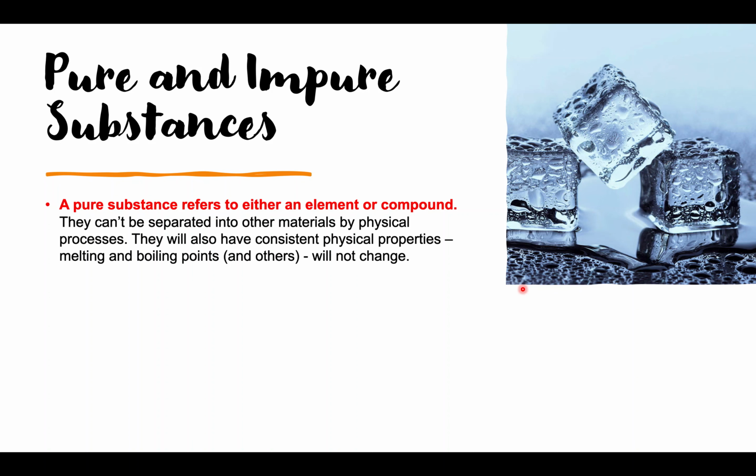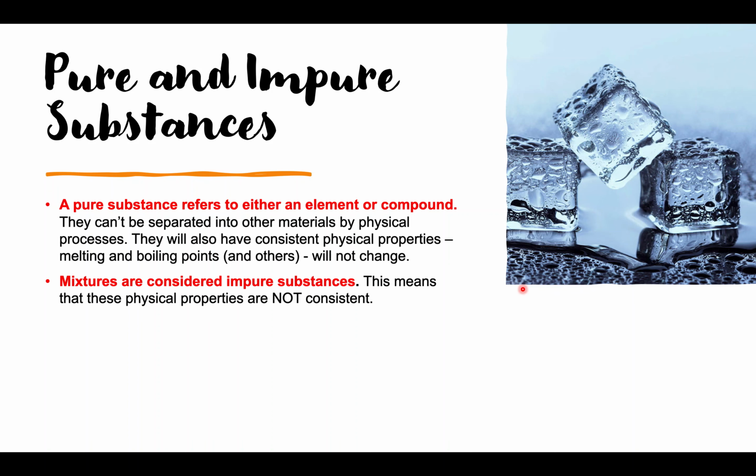Now what do you think are impure substances? I'll give you 5 seconds to write down what you think it will be based on what I've just told you about pure substances. So, impure substances are mixtures. This means that these physical properties are not consistent. Now, it is important to understand that mixtures can be homogeneous or heterogeneous. I want you to consider and perhaps use the prefixes to think of what these particular words mean.